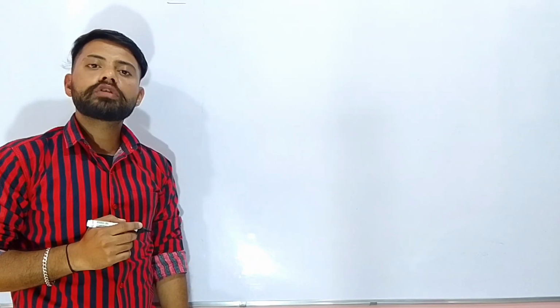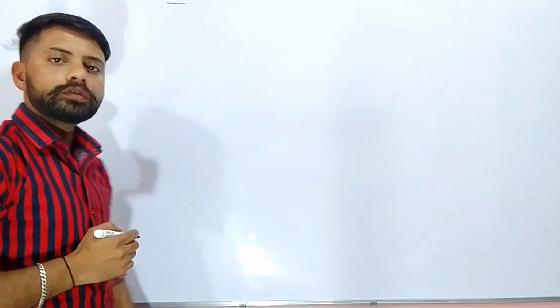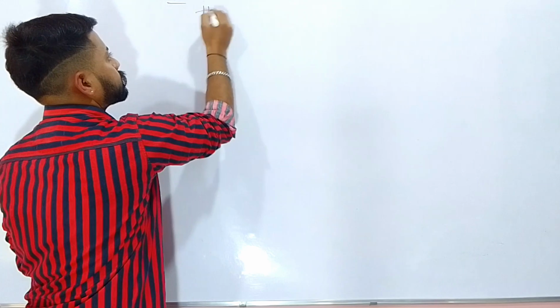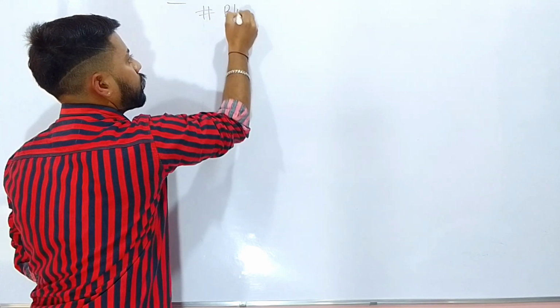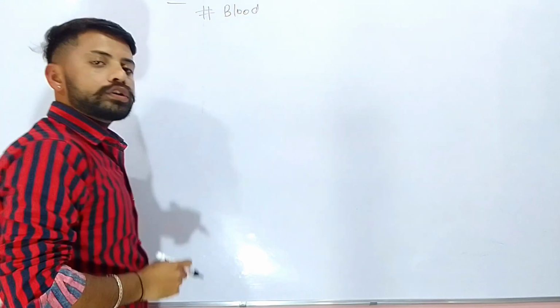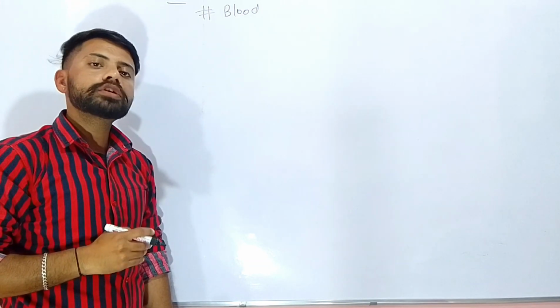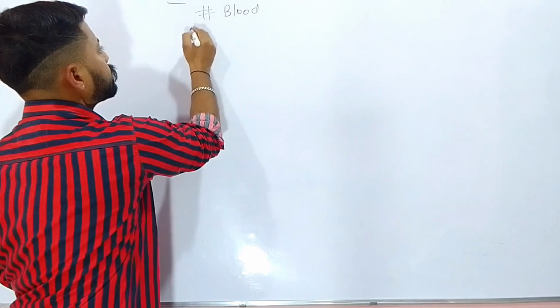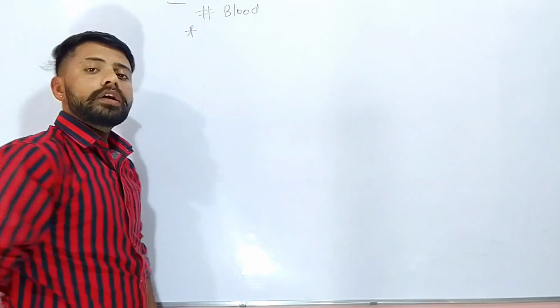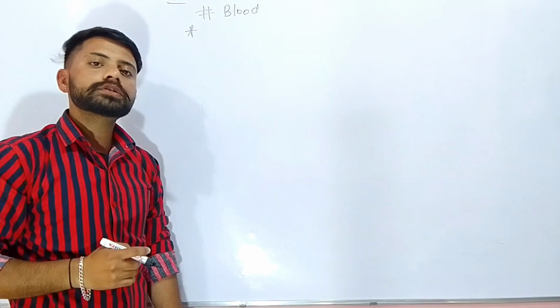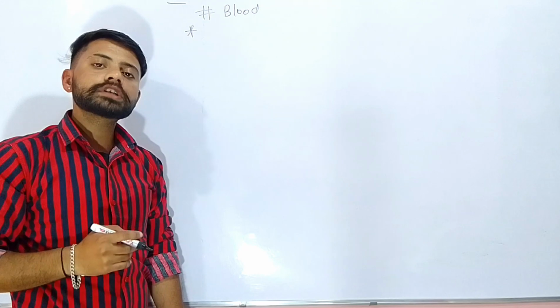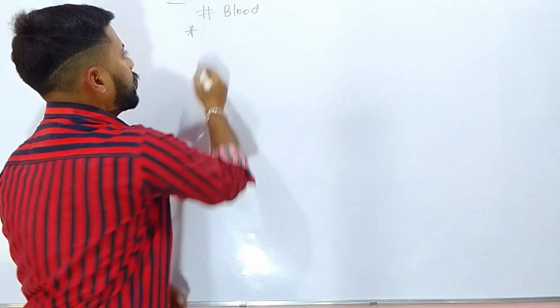Hello everyone, let's talk about the composition of blood. First, let's talk about the blood itself and then we will talk about its different parts. In a normal healthy adult person, there is about 5 to 6 liters of blood.